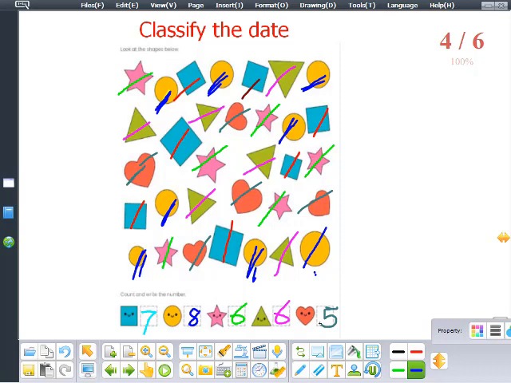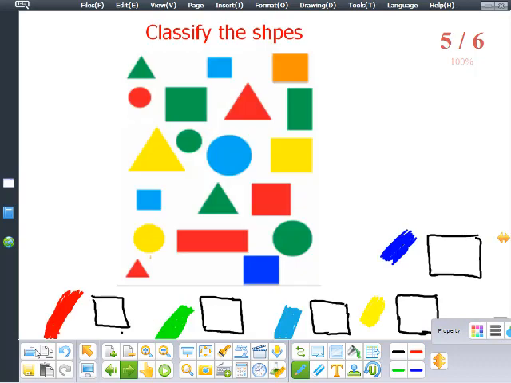Now we know how to classify the data. We know all the objects. Here we have 7 squares, 8 circles, 6 stars, 6 triangles, 5 hearts. Look, the stars and the triangles are equal. Here we have 6 stars and 6 triangles. They are equal. Well, now let's classify the data by color.